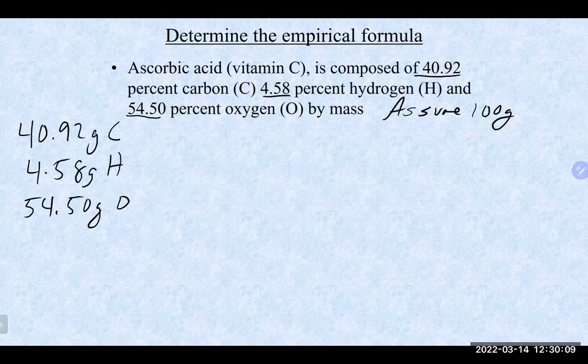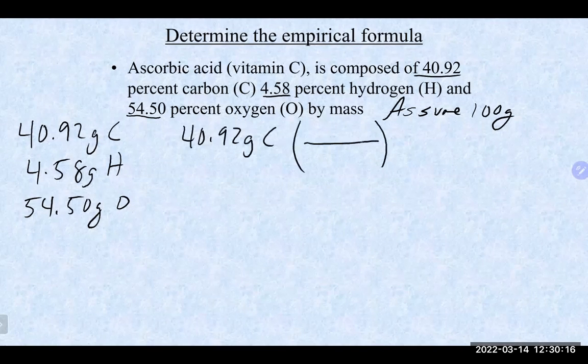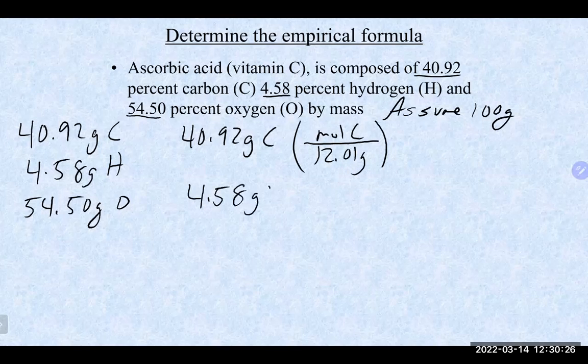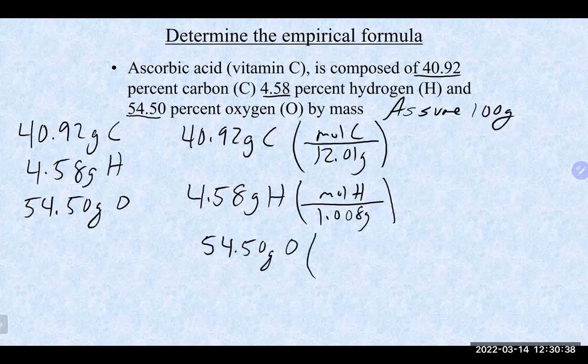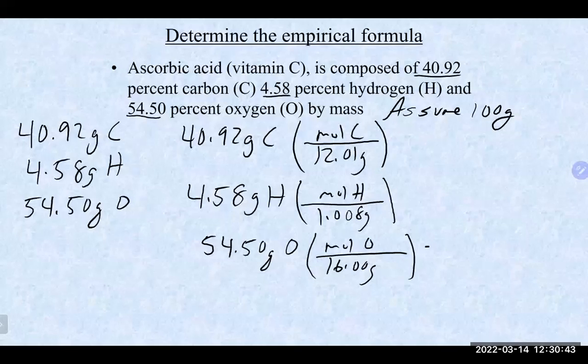So we'll use the molar mass from the periodic table. We'll do 40.92 grams of carbon, and we're going to divide by 12.01 grams per mole, which is the molar mass of carbon. We'll do the same thing for our other elements. So 4.58 grams of hydrogen, we'll divide by 1.008 grams per mole of hydrogen, and 54.5 grams of oxygen divided by 16 grams per mole of oxygen.